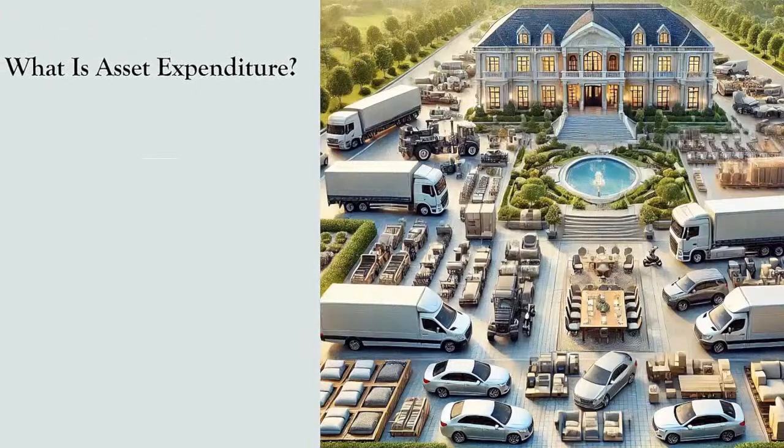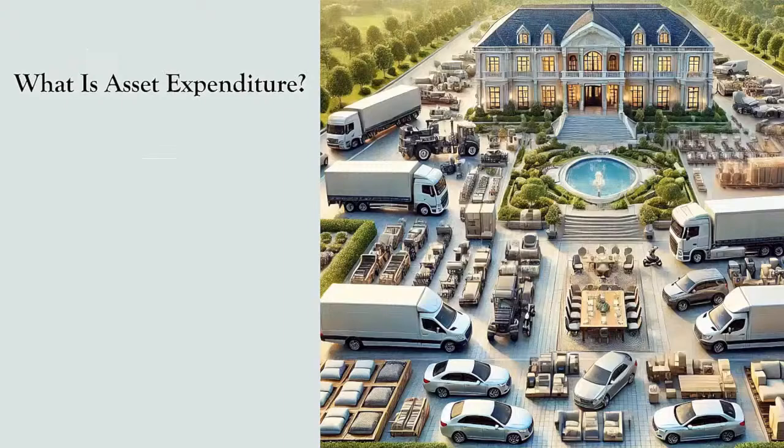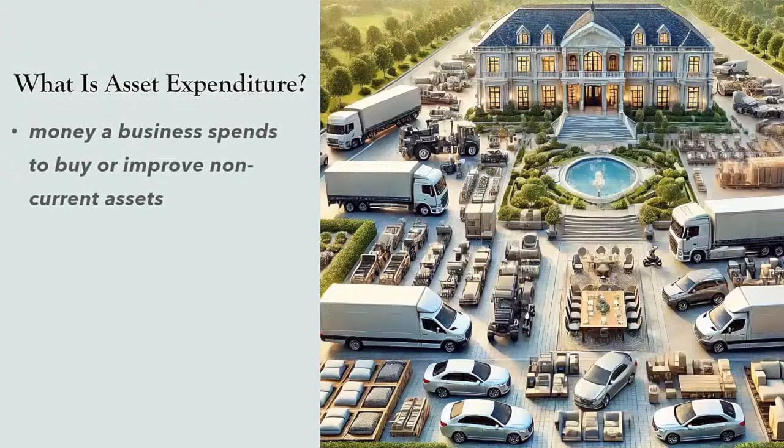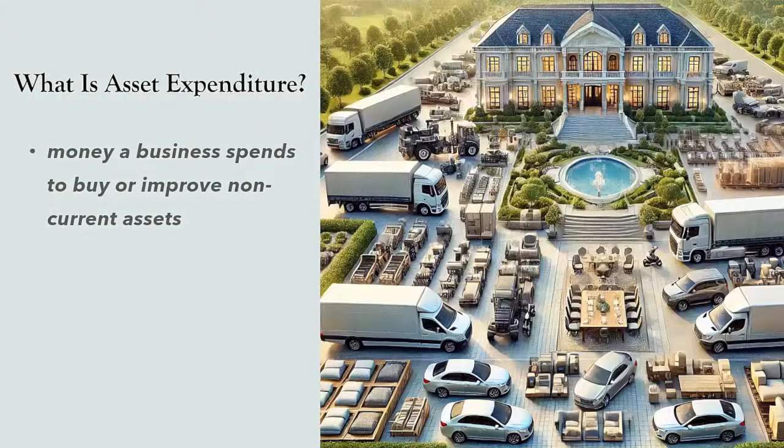1. What is asset expenditure? Asset expenditure is the money a business spends to buy or improve non-current assets. These are assets that the business will use over many years to help it generate income. Examples include machinery used to manufacture products, buildings, such as office spaces or warehouses, vehicles, like trucks or company cars. Think of asset expenditure as a long-term investment in the business. These assets won't just help the business this year. They'll continue to add value for many years.